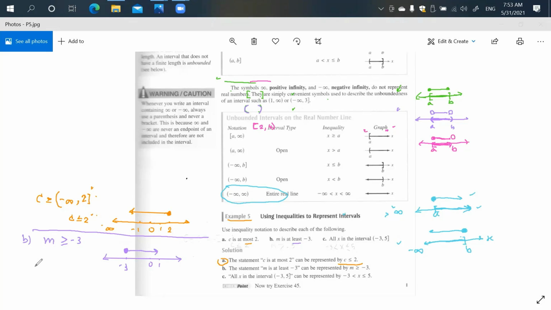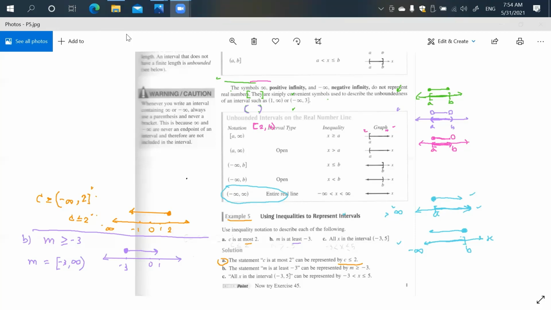And if you write in the notation side, M belongs to the interval: close at -3, to plus infinity, and open. Everyone understand? So you have to write like this for me every time when you do my work.